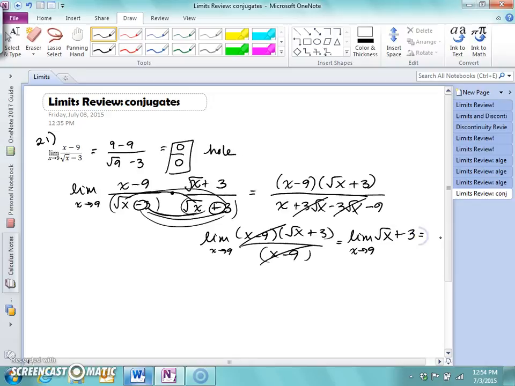So now I'm actually going to do direct substitution. I have root 9 plus 3, which is 3 plus 3, which is 6. So the overall limit as x approaches 9 of my function is 6. So my y value is tending towards 6. However, we can probably assume it's not going to reach 6 because there's actually a hole there.